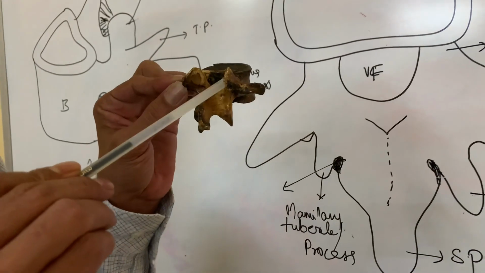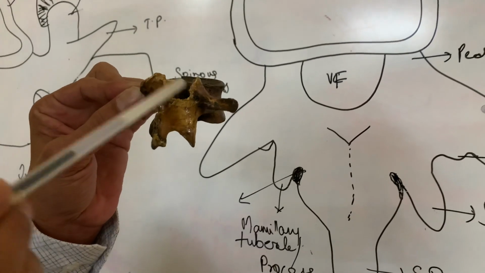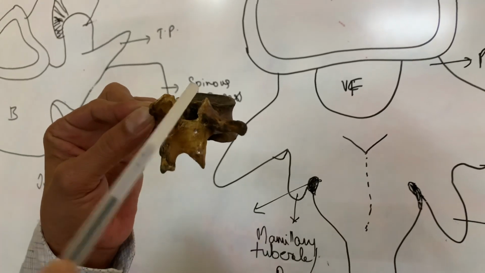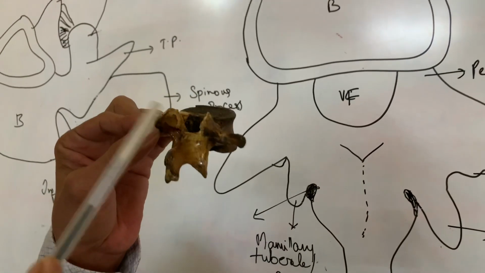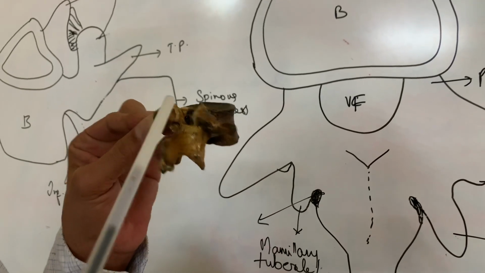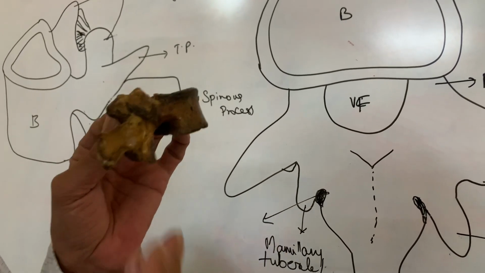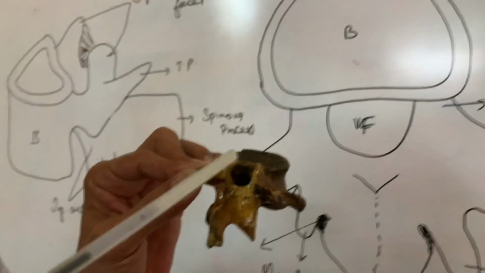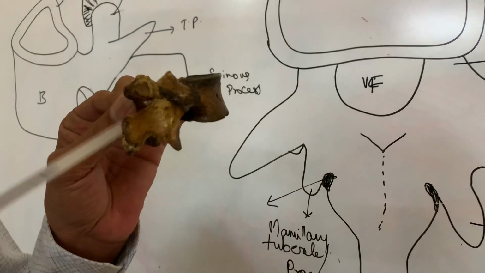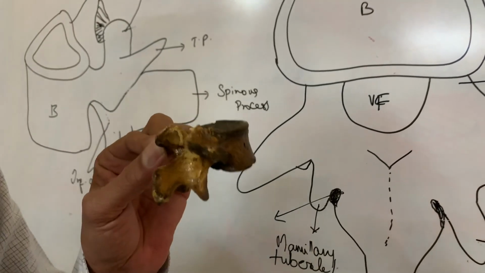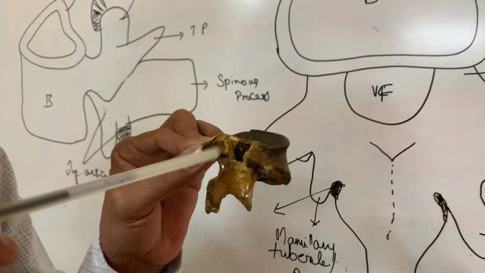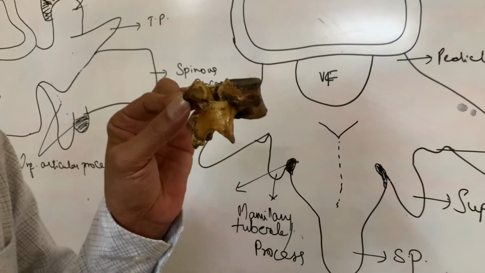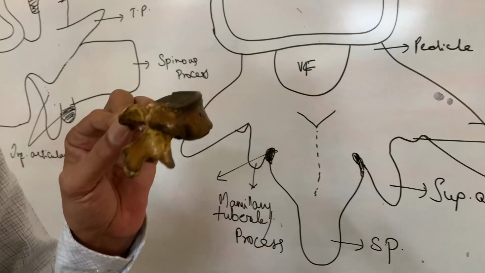Coming to the superior articular facet, it is concave, and the concavity is directed posteromedially, that is, medially and posteriorly, whereas the inferior articular facet is convex downwards. The superior articular facet articulates with the inferior articular facet of the vertebra above. The inferior articular facet articulates with the superior articular facet of the vertebra below.